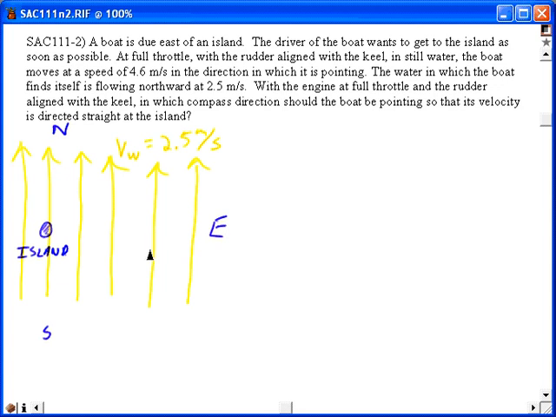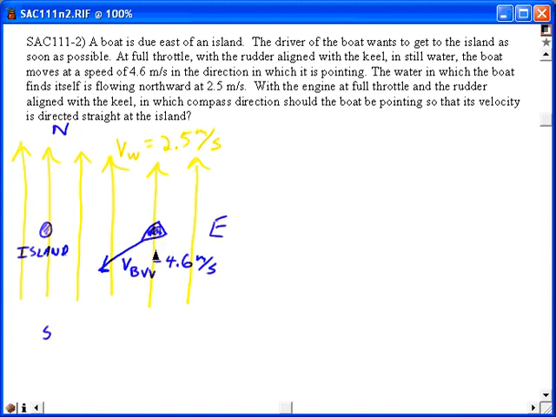Then indicate the compass directions on my diagram. So it's due east of the island, west is to your left, and the driver should definitely head in some southwesterly direction. With it at full throttle, I'll call that the velocity of the boat relative to the water, in magnitude, has got to be equal to 4.6 meters per second to get there as soon as possible.